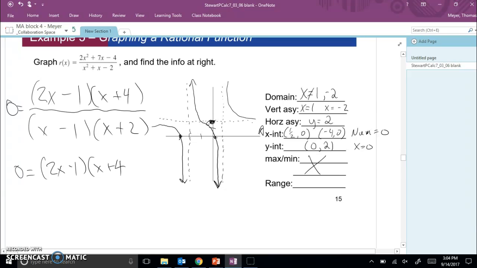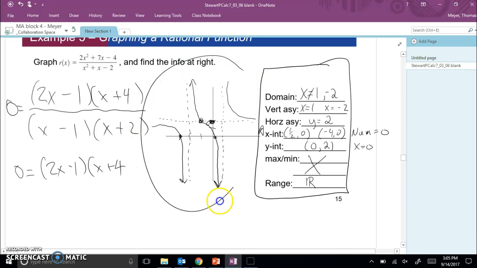The range, we might be tempted to say that the range is y is not equal to 2. However, if you'll notice right here, our function crosses the asymptote. So our range is actually all real numbers and not y equals -2. So this is the stuff that I'm going to want you to do on each of your homework questions. And I want you to sketch a graph. That is your goal for today.